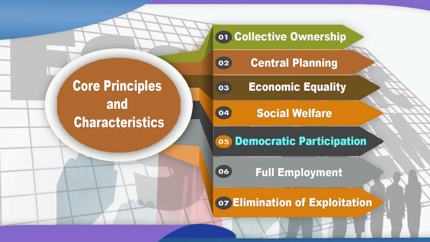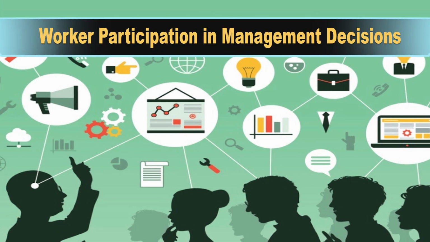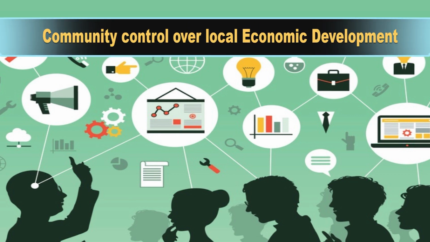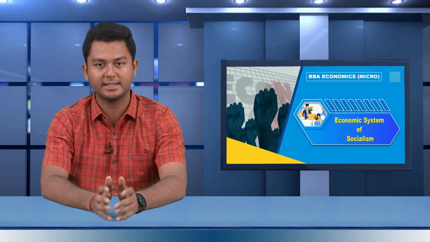Next, we have democratic participation. Many socialist theories emphasize democratic participation in economic decision making. This can include worker participation in management decisions, community control over local economic development, and democratic input into national economic planning. The goal is to give ordinary citizens a voice in economic decisions that affect their lives.